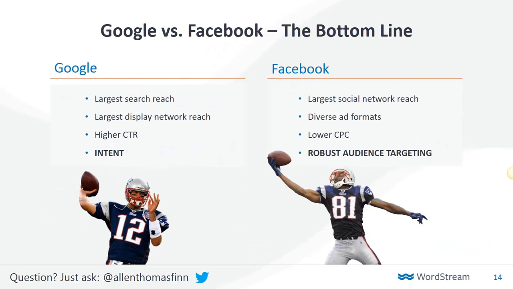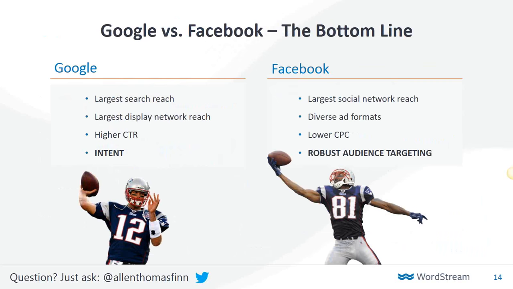The bottom line is that Google has immense reach, the biggest reach of any search network. It has the biggest reach of any display network. Because you can target people based on intent, you see high click-through rates there. Facebook, on the other hand, is the largest social network in terms of reach. It's got a ton of ad formats, regardless of the device you're targeting, the network you're targeting people on. You can reach them in an engaging, immersive way.